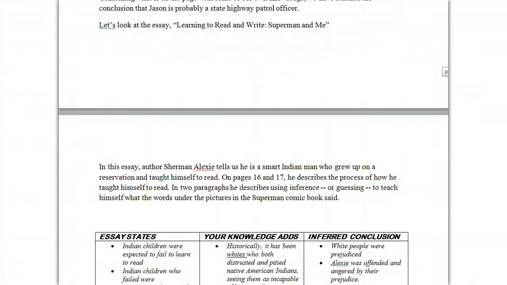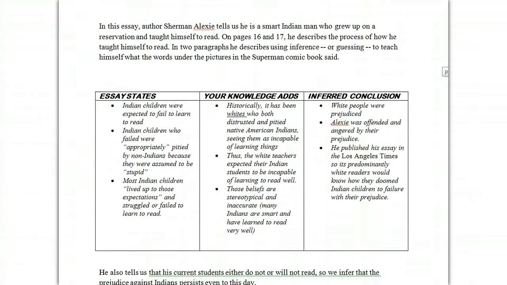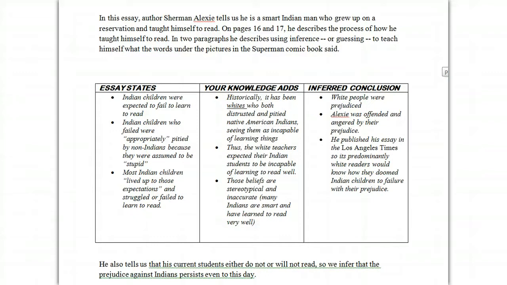So let's look at Learning to Read and Write, Superman and Me again. In this essay, the author Sherman Alexie tells us he is a smart Indian man who grew up on a reservation and taught himself to read. On pages 16 and 17, he describes the process of how he taught himself to read. This is a beautiful example of how he used inference to teach himself what the words on the page might say. And he describes that on pages 16 and 17.